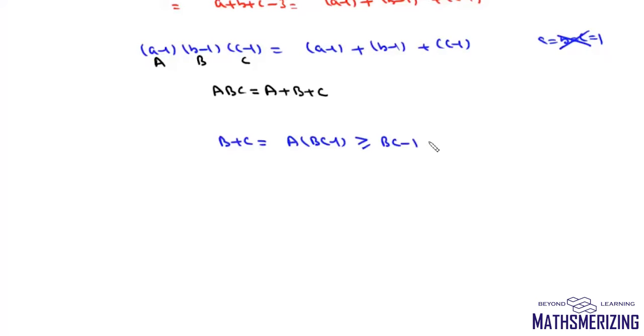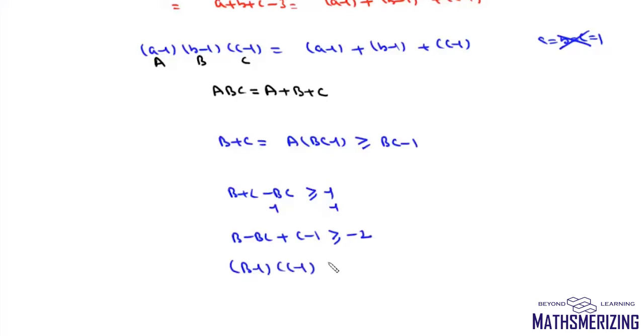BC minus 1. Now, if we take everything on the left hand side, we can write B plus C minus BC and it will be greater than or equal to minus 1. We'll subtract 1 from both sides. So we can write B minus BC plus C minus 1 is greater than or equal to minus 2. Now, if we multiply it with a minus sign, then we can write this as (B minus 1) into (C minus 1), it is less than or equal to 2.